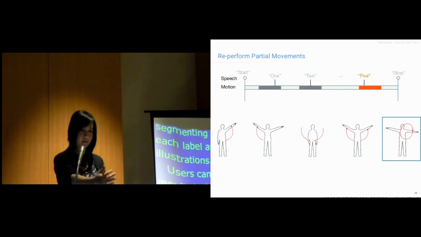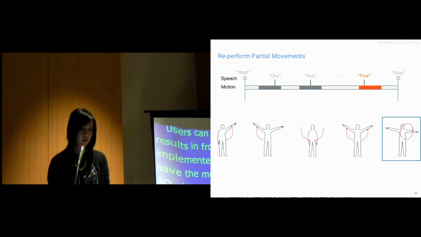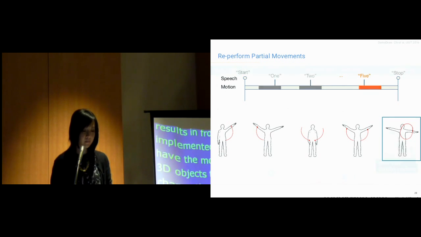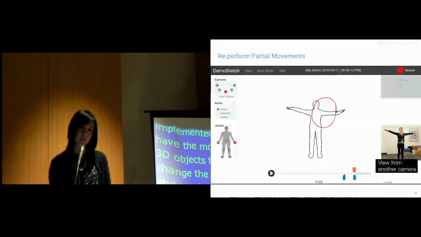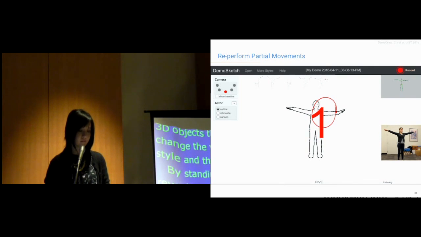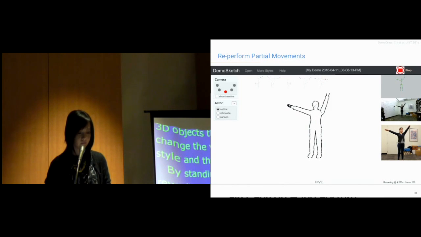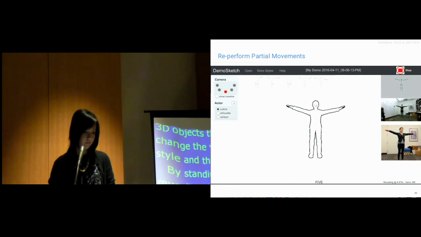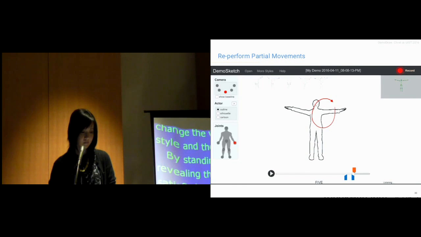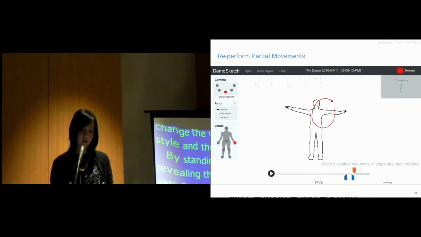So, still standing in front of the camera and reviewing the results, if the user is not satisfied with her performance of a specific step, such as step number 5 here, she can simply reperform that specific step without redoing all the moves. Retake. Five. Stop. Play. So our system automatically identifies the segment and replaces it.